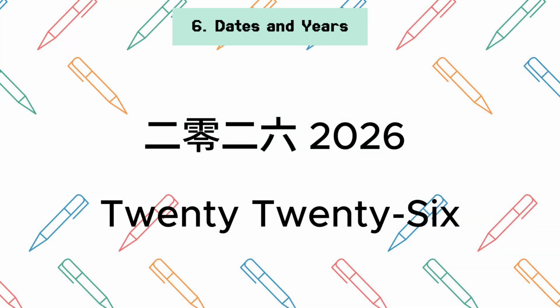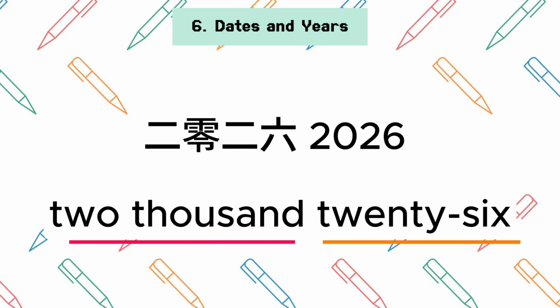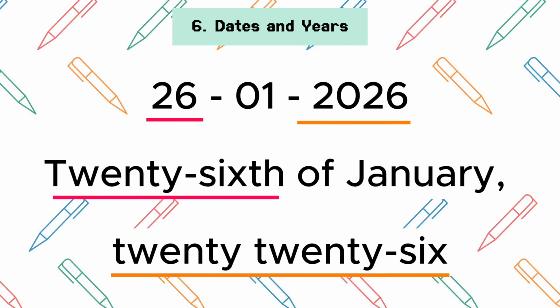Now, let's look at how to express dates and years. The most common way to say this year is 2026. Another way to say the year is 2026. The first way to say this date is 26th of January, 2026. This format is common in formal writing and is often used in British English.